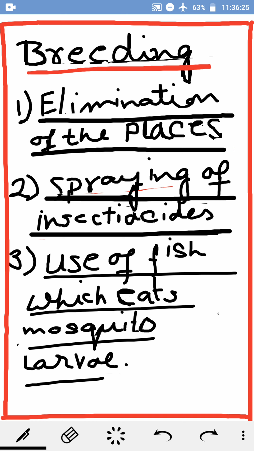Mosquitoes lay eggs in water, eggs hatch into larvae, and larvae change into pupae. Up to the pupal stage, they remain in water. When they become adults, they come on the land. At that time, they are able to fly and they transmit diseases through biting.